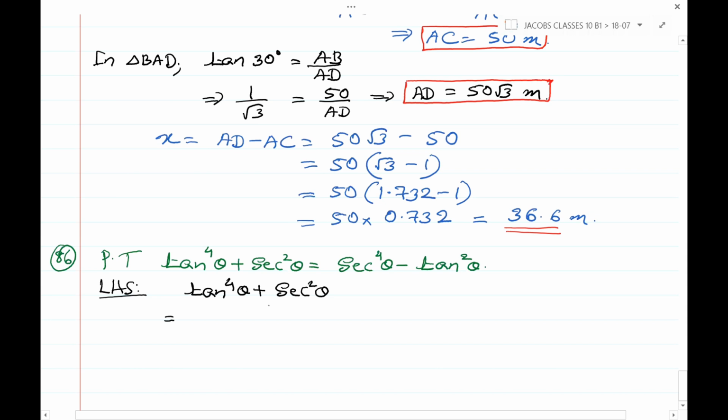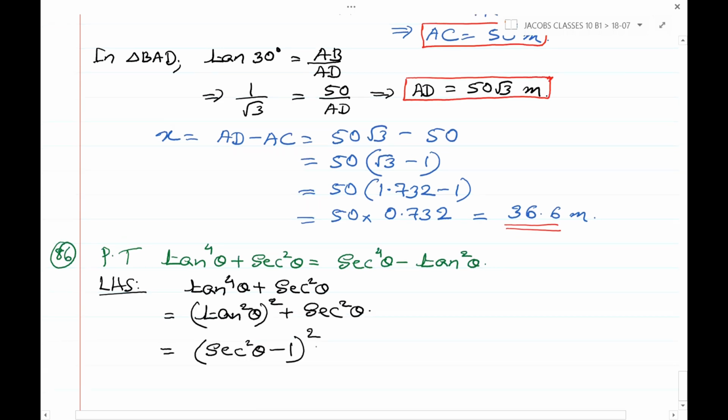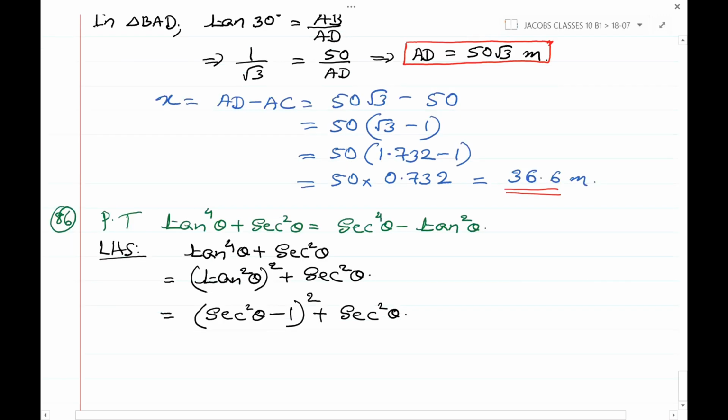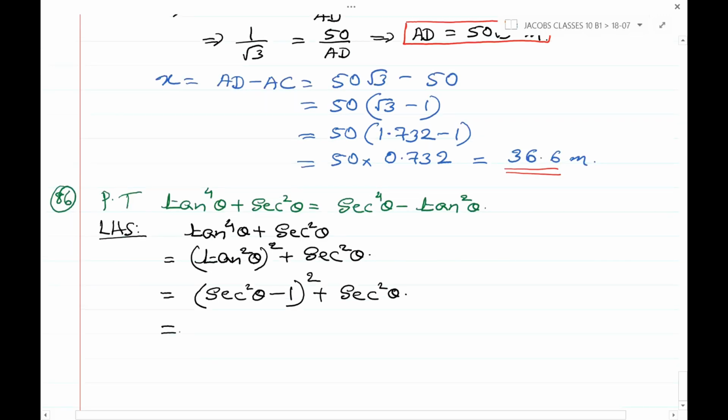So this tan raised to 4 theta means tan square theta the whole square, plus sec square theta. For tan square theta, it is sec square theta minus 1, then the whole square as the same. Now this is of the form a minus b the whole square, a square minus 2ab plus b square. So this is going to be sec raised to 4 theta minus 2 sec square theta plus 1 and plus sec square theta.